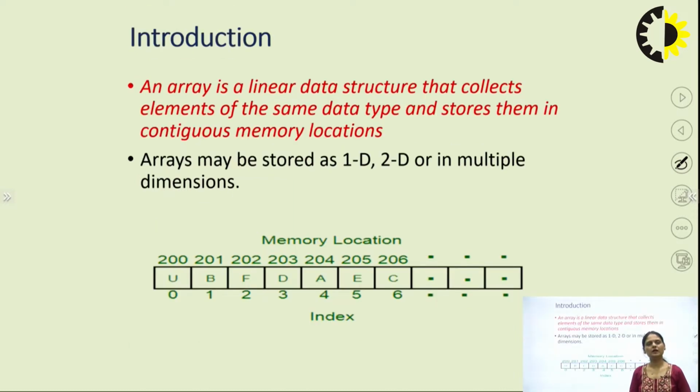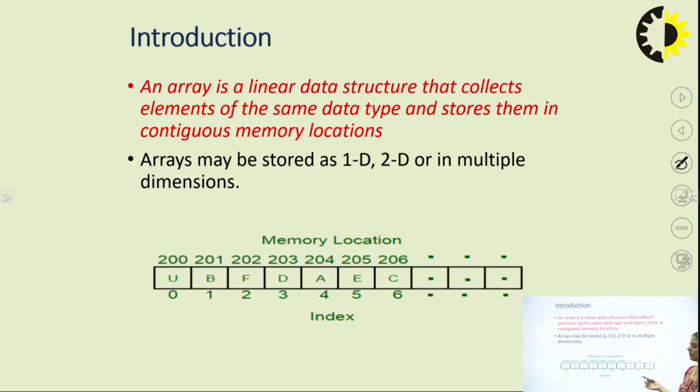So let's start with the introduction. An array is a linear data structure that collects the elements of same data type and stores them in contiguous memory locations. So we know that in contiguous memory locations, the elements are stored one after another in a contiguous fashion. The arrays may be stored as 1-dimensional, 2-dimensional or in multi-dimensional form.